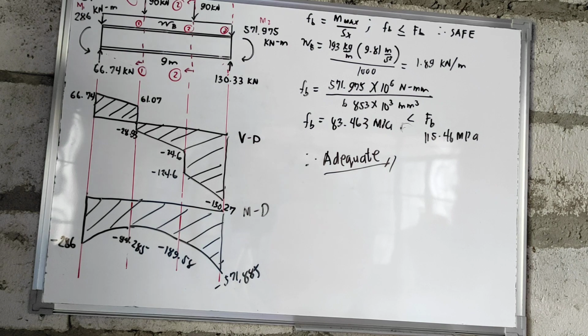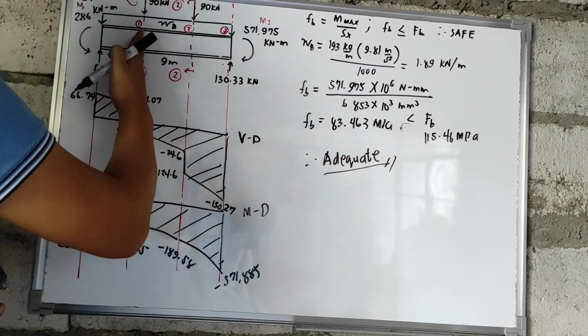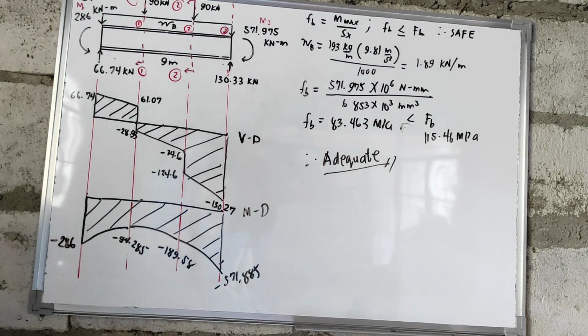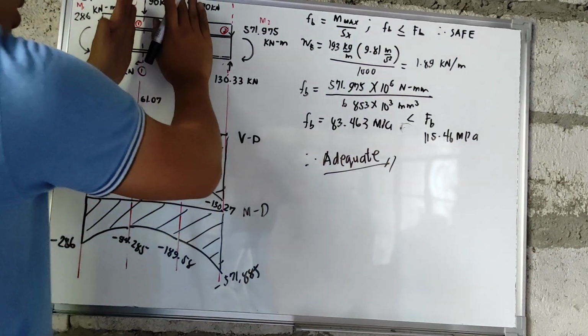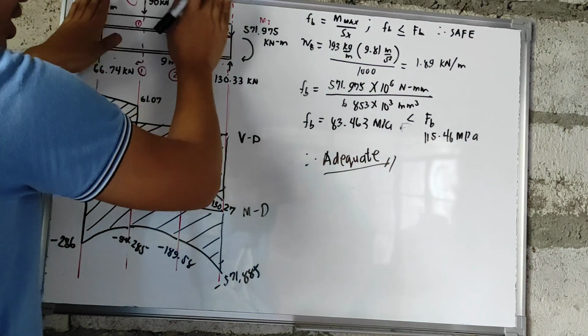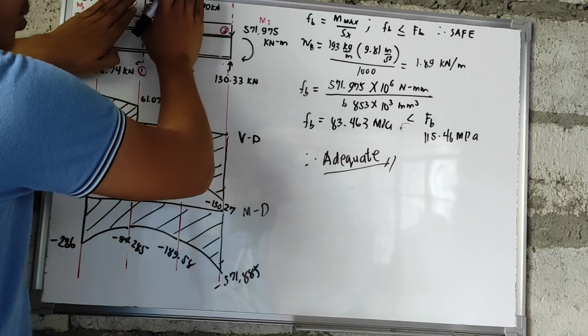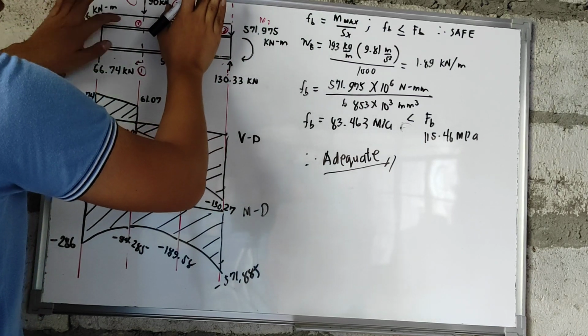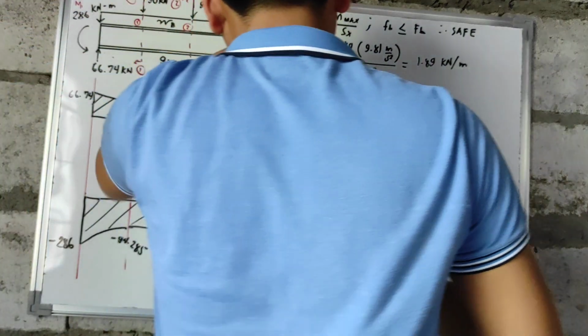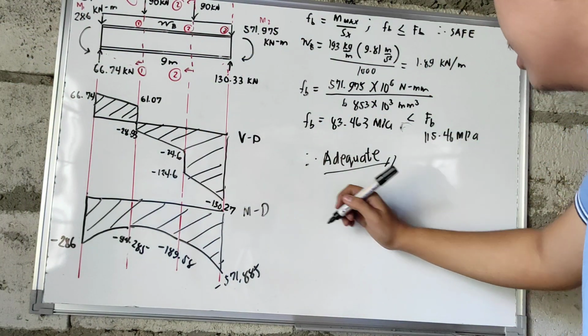Kunin muna natin, mag-cut muna tayo ng section dito. So consider natin, di ba? Since nag-cut tayo ng section dyan, so madi-divide siya sa dalawa. Either left at saka right. So since konti lang yung loading dito sa left, consider natin etong sa left. So, at 1, 1.